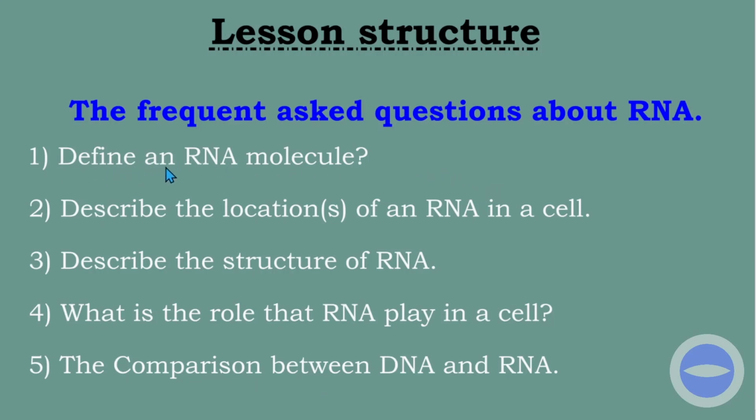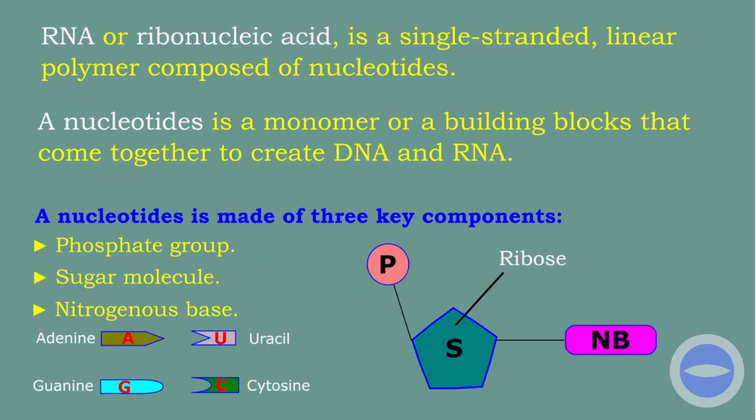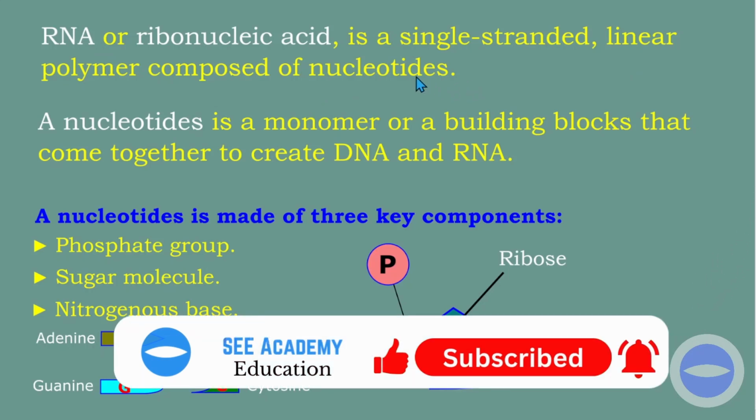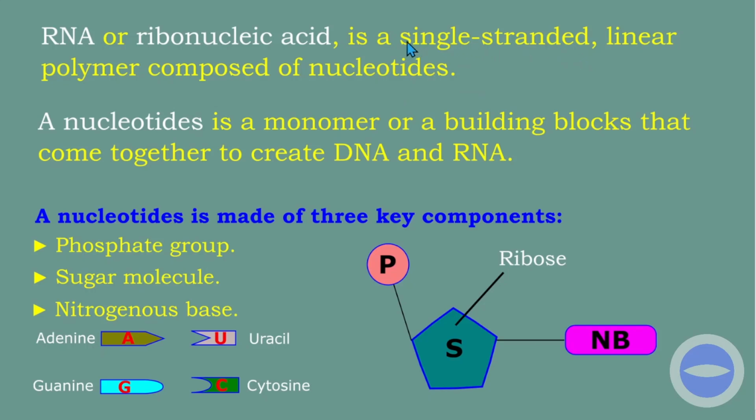Number 1, define an RNA molecule. RNA or ribonucleic acid is a single-stranded linear polymer composed of nucleotides. If you remember, we learned about DNA. DNA is double-stranded, while RNA is single-stranded. Both DNA and RNA are polymer structures, which means they are built from a monomer structure. That monomer structure is a nucleotide.